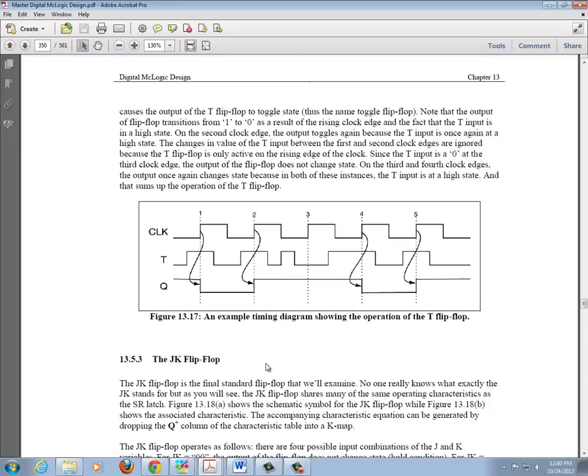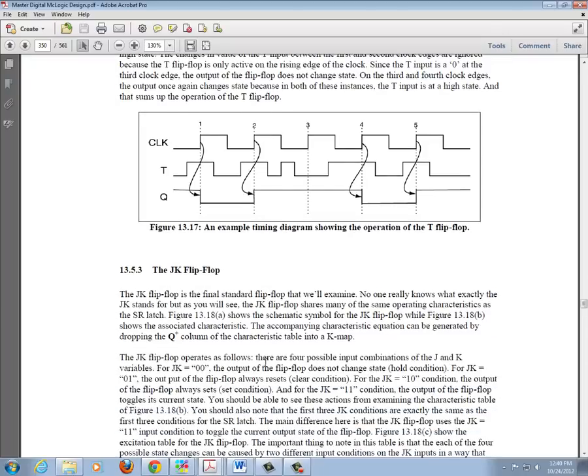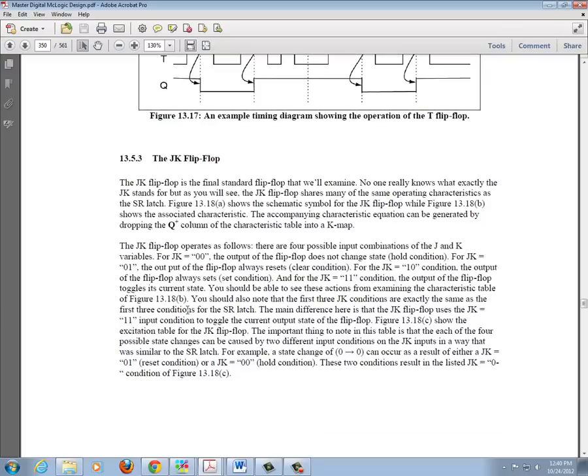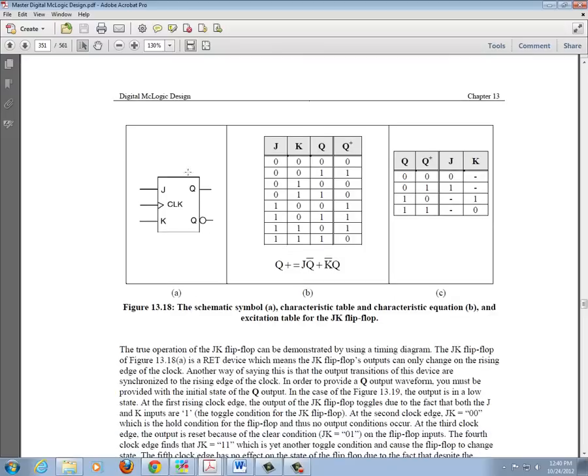Now let's look at the JK flip-flop. And nobody knows, if you read the text as well, what JK actually stands for, but it looks very similar to how an SR latch works. So here is the block diagram, the present state next state table, and the excitation equation for the JK flip-flop.